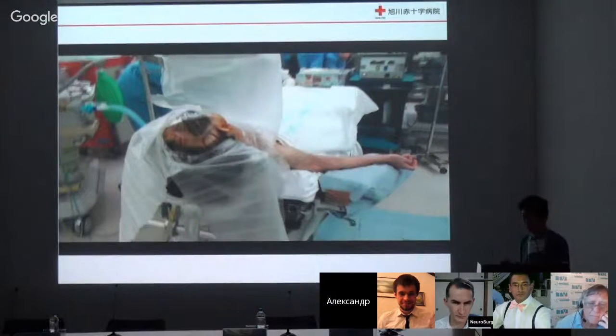This is all the steps of the graft surgery.